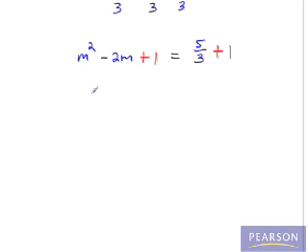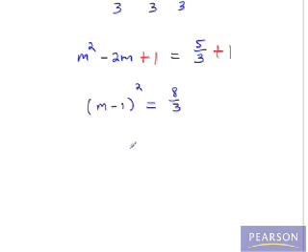On the left-hand side, we've created a perfect square trinomial. It's the quantity m minus 1, the quantity squared, and that is equal to 5/3 plus 1, which we can think of as being 3/3. 5/3 plus 3/3, or 1, is 8/3.